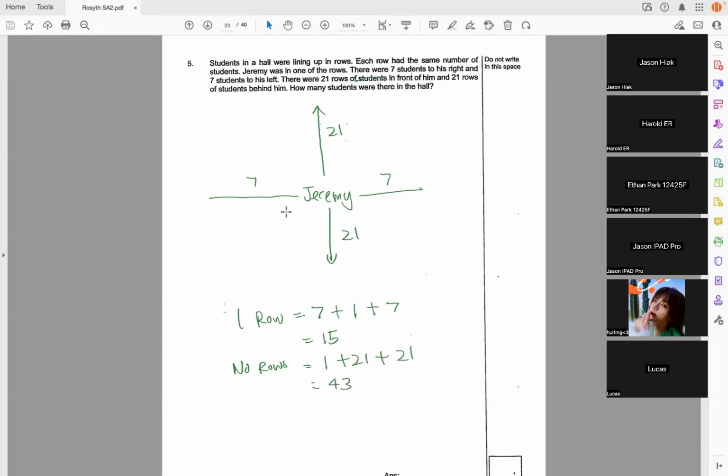And in each row, there are 15 people, and there are 43 rows. So altogether, 43 times 15. You find the number of students in the hall. 645. That's the answer. Okay. All right. Let's continue. Next question.